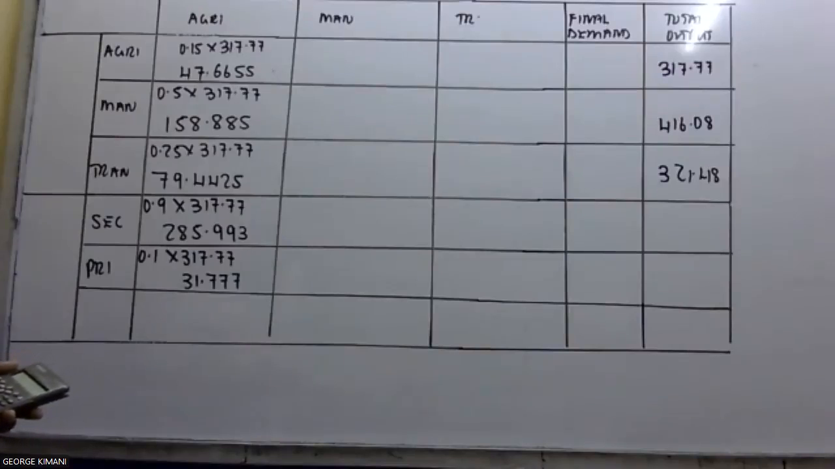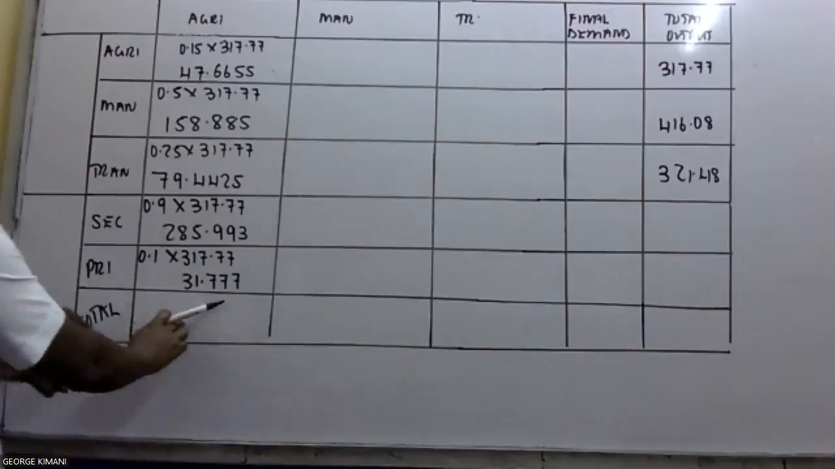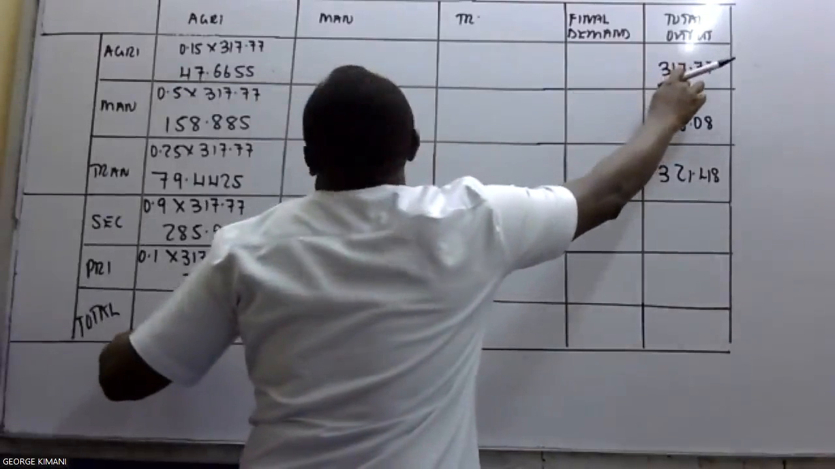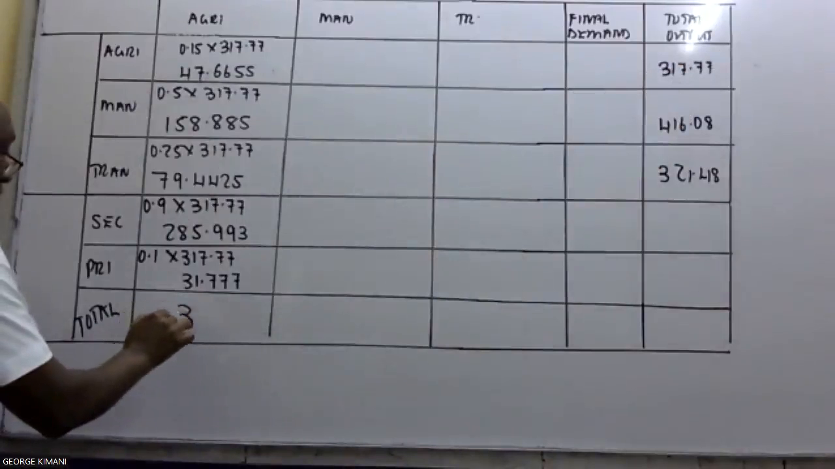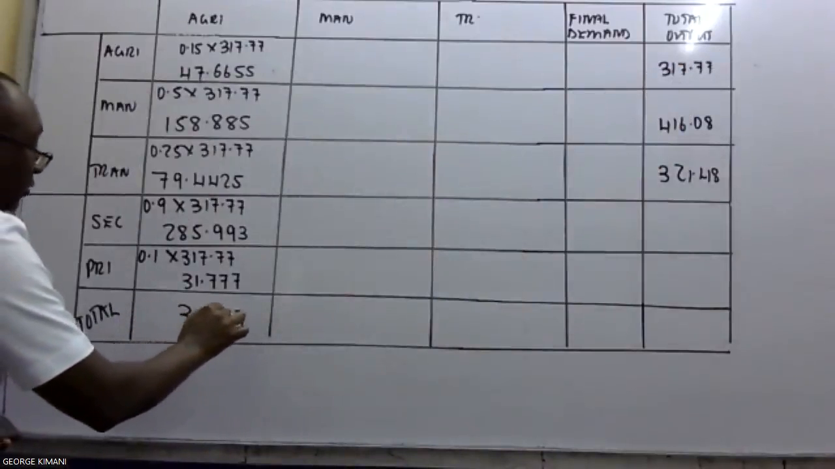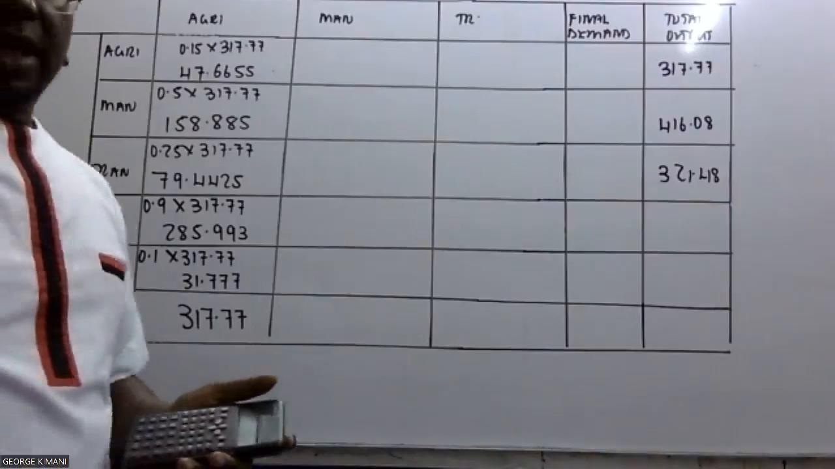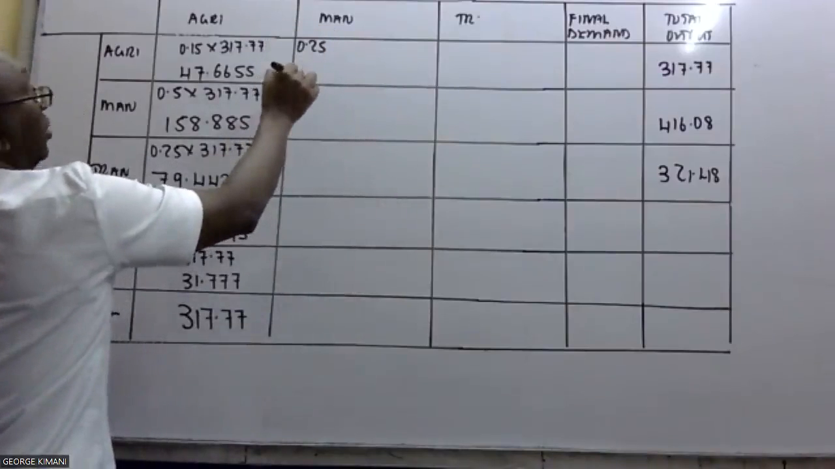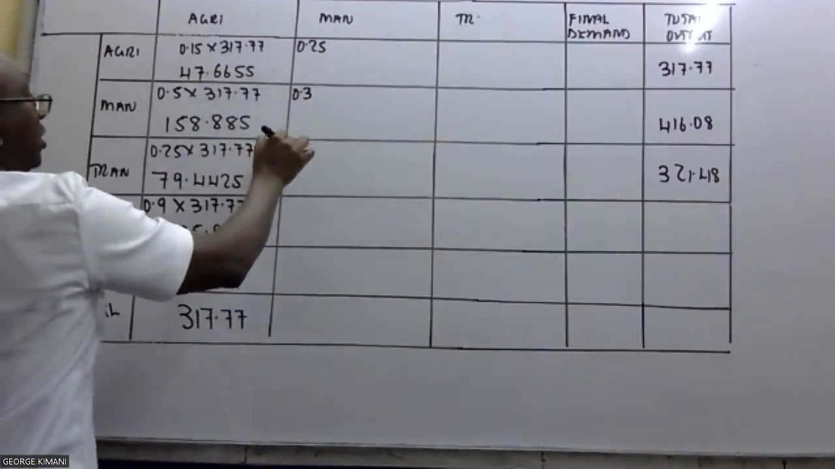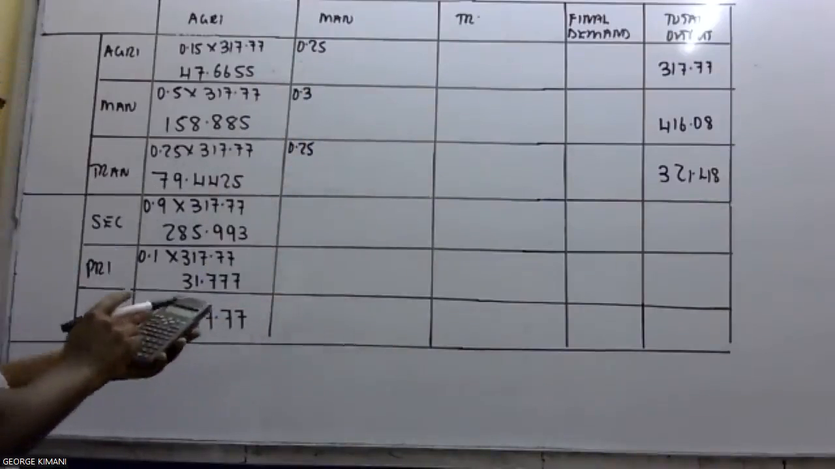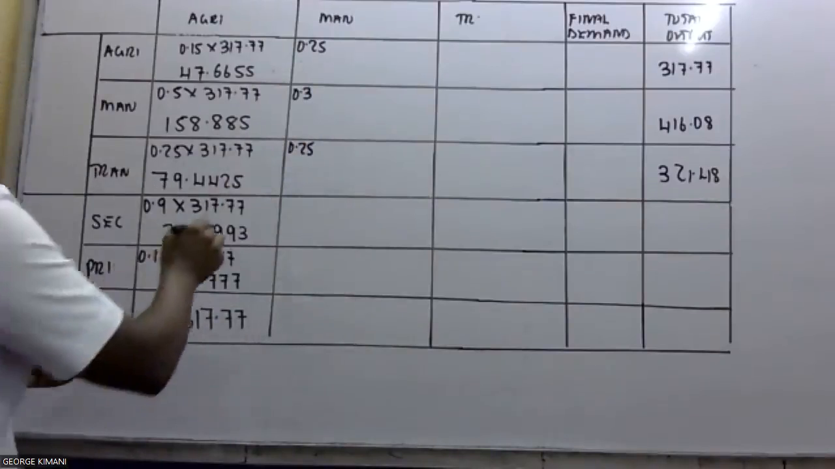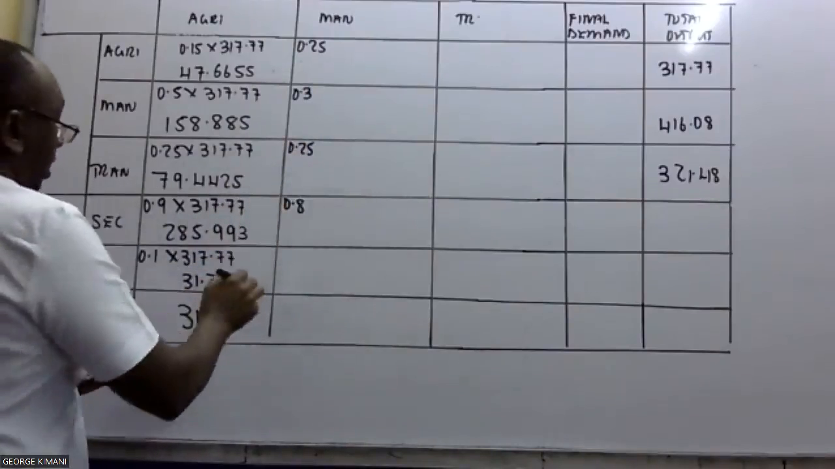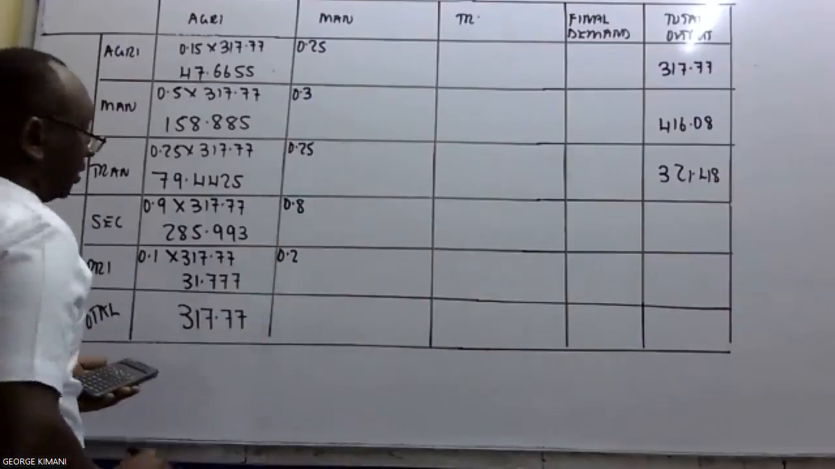I've got it. Have you seen it? I've seen it. And now here, I told you this is the total. And this total is here for agriculture. It is the same that we should have here with this one, agriculture, 317.77. Okay, let's go to this other one. We had put 0.25, we had 0.3, we had 0.25. So if you add these three, that will be 0.8. Yes. And let's leave 0.2 so that it goes to 1.